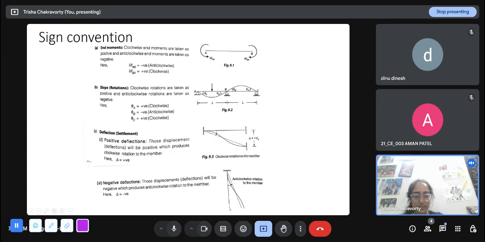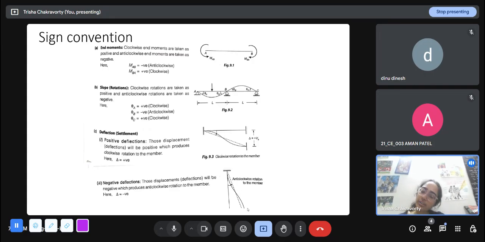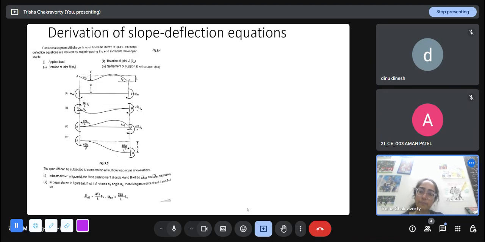So if I am displacing this point like this, then the member is basically rotating in the anti-clockwise sense, so this delta will be negative. So keep in mind that the sign convention of the deflection does not depend on upward positive, downward negative, that kind of thing. You have to imagine the deflection, see what kind of rotation it is producing in the structure, and only then you can assign the sign to it.